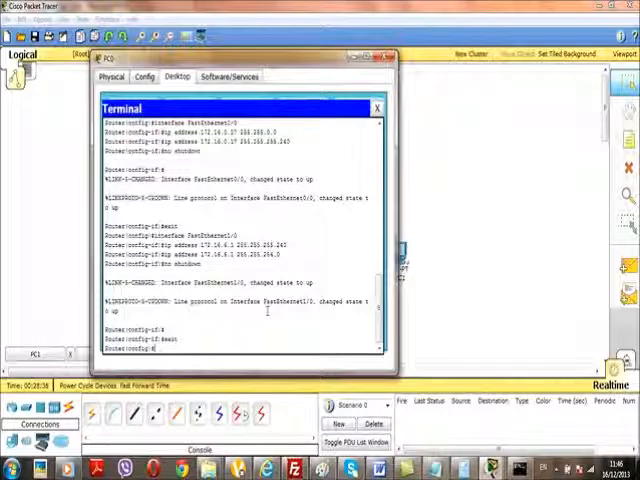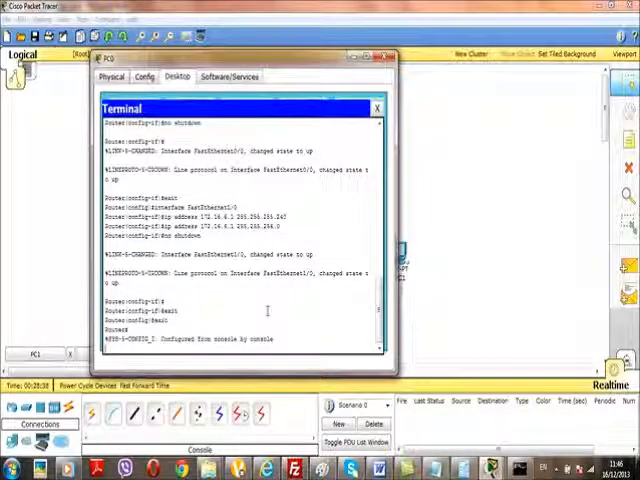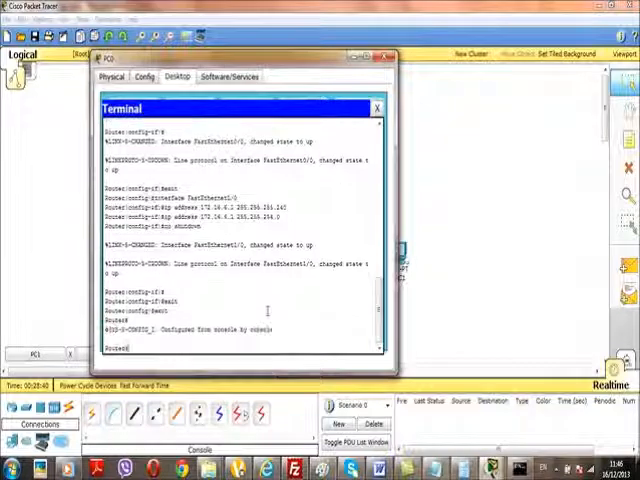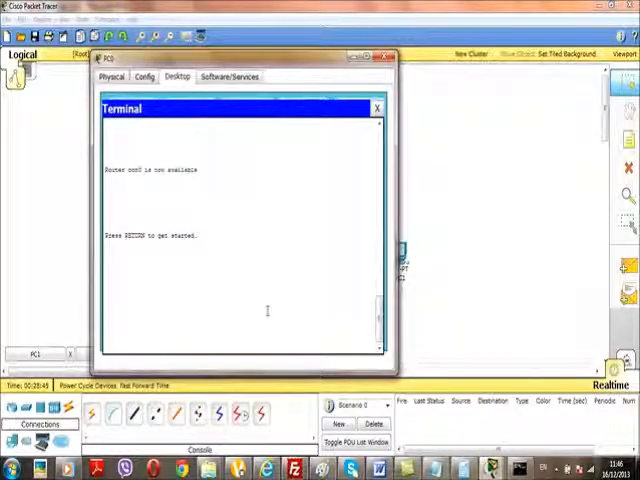So let's go out and show you how to do this. Just type in exit to get out. Now type in exit one more time. Okay, press return to get started.